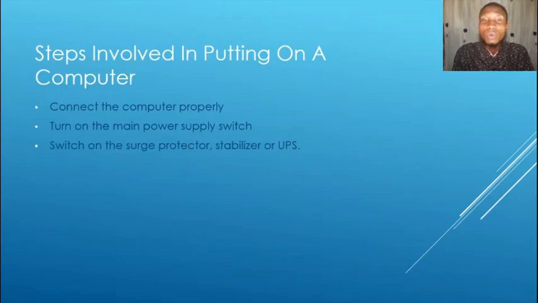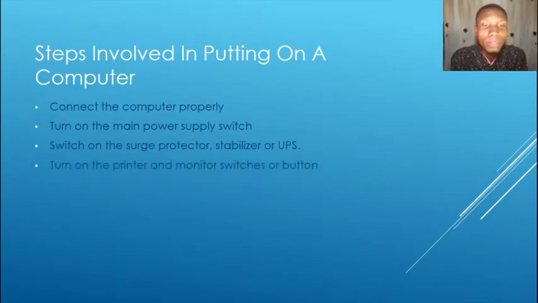So as you're working on the computer, should there be power failure or power loss, the UPS keeps your system running for some time so you can properly shut down the computer. So you need it. So that's the next thing you're going to do. You switch on the surge protector, the stabilizer, or the UPS. And the next thing is to turn on the printer, the monitor switches or button.